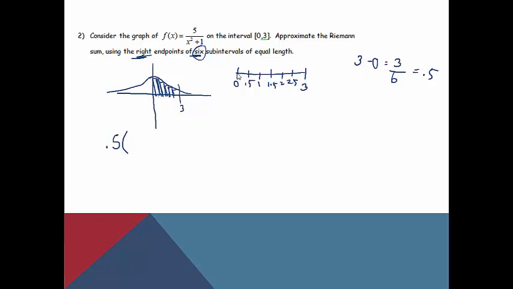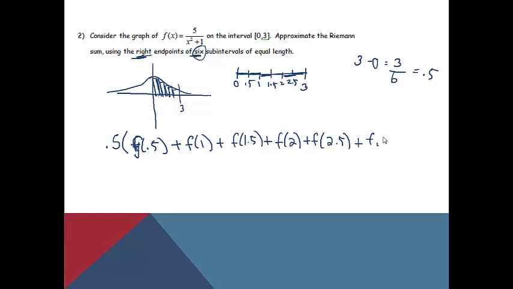So between 0 and 0.5, 0.5 is the right endpoint, so we're going to do f of 0.5 because this function is f, plus, between 0.5 and 1, 1 is the right endpoint, so we'll find f of 1, and then plus, between 1 and 1.5, 1.5 is the right endpoint, and then plus, between 1.5 and 2, 2 is the right endpoint. And then between 2 and 2.5, 2.5 is the right endpoint. And then 2.5 to 3, 3 is the right endpoint.